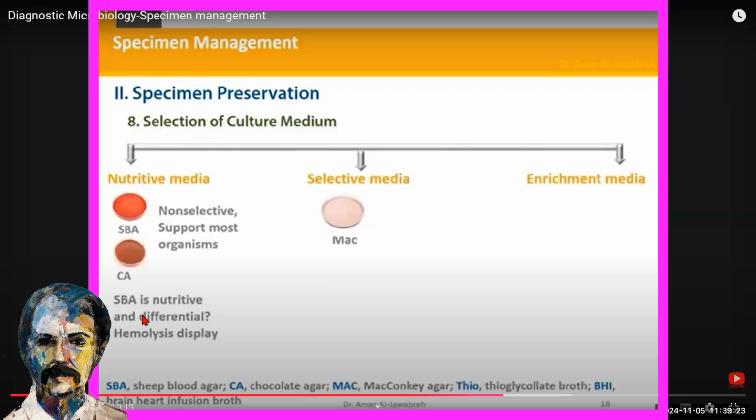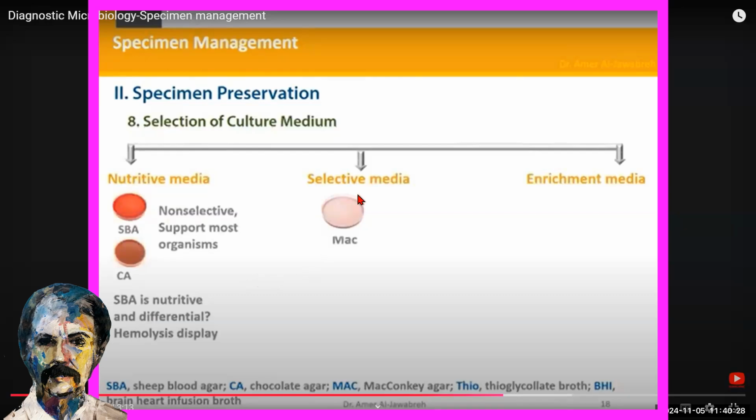It comes from the idea that it displays hemolysis differently. Some bacteria eat all the blood, 100%, leaving the blood almost colorless if it's strong hemolysis. Some bacteria eat part of the blood, not all of it, leaving the blood agar with a greenish discoloration. And some bacteria do not eat the blood, leaving no hemolysis at all, zero hemolysis. This hemolysis display pattern is why we sometimes call blood agar a differential media.